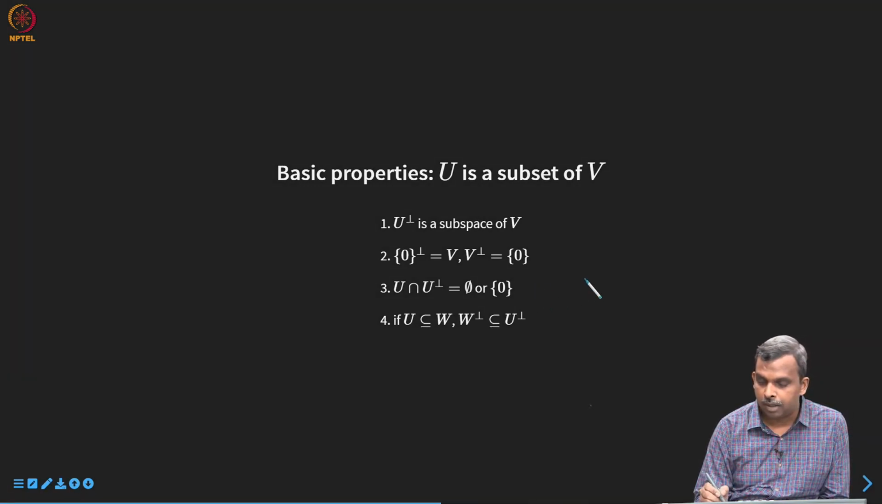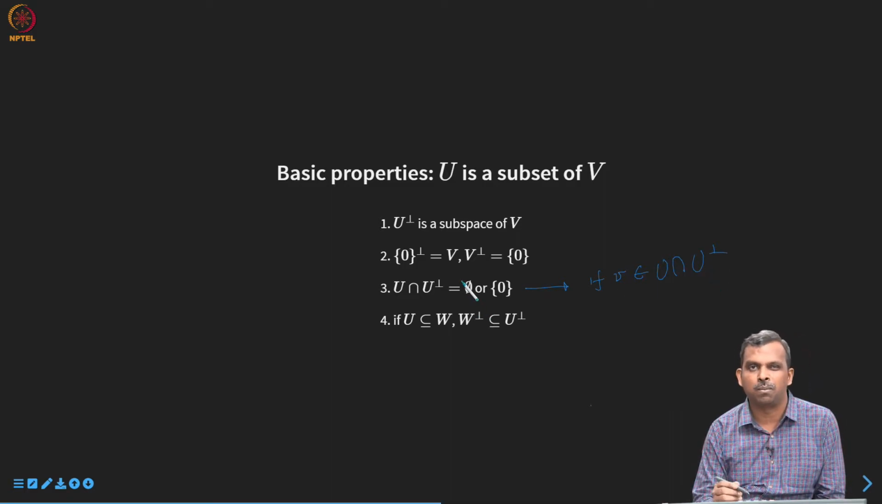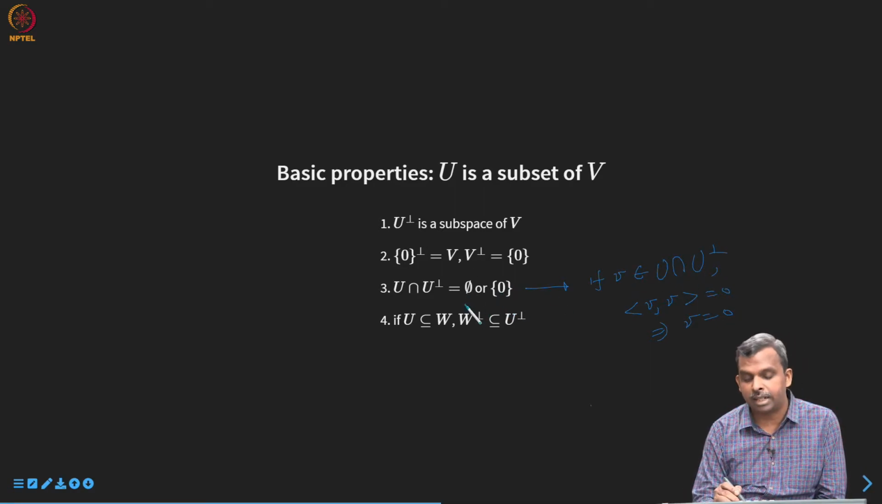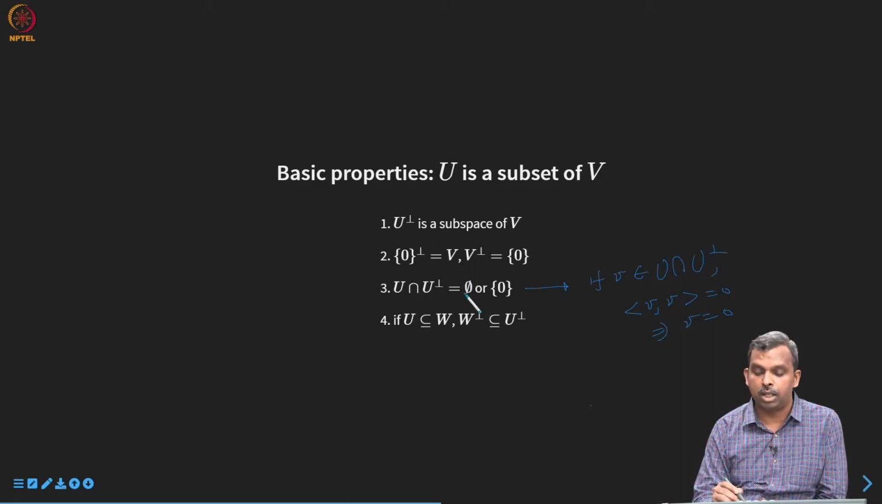Suppose V belongs to U intersect U perp. If U intersect U perp is empty, then there is nothing to do. If there is a V that belongs to it, then what should happen? V belongs to U and V belongs to U perp also. So V should be orthogonal to V itself, which implies V is equal to 0. So if there is any vector in U intersect U perp, it has to be 0, or there could be no vector at all, in which case it will be empty. These are the only two possibilities for U intersect U perp.